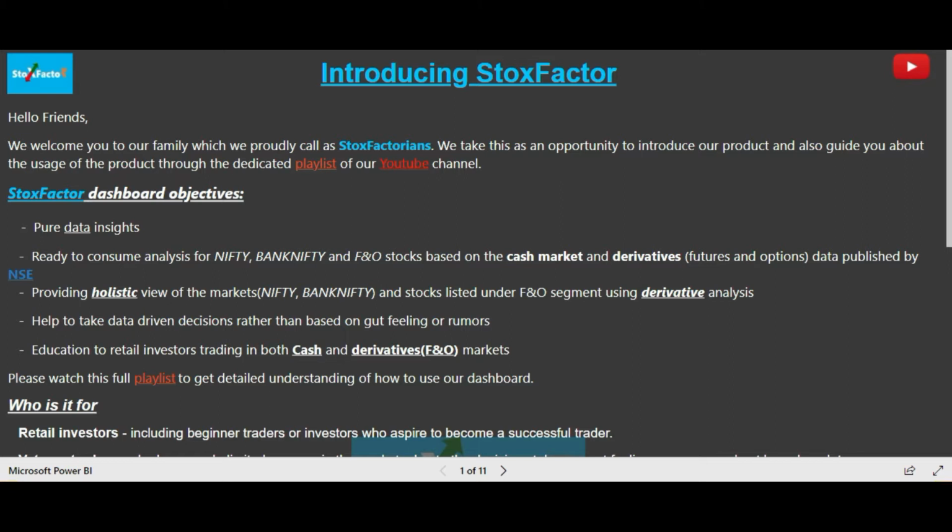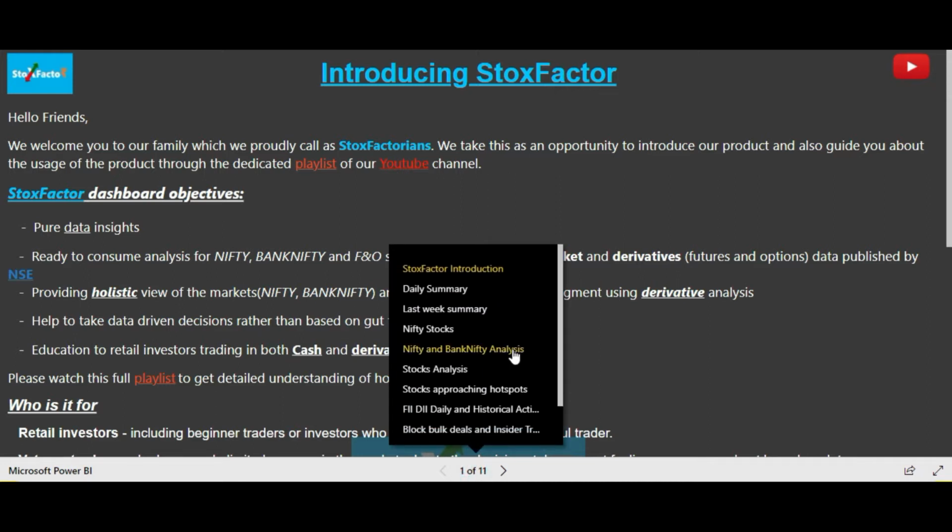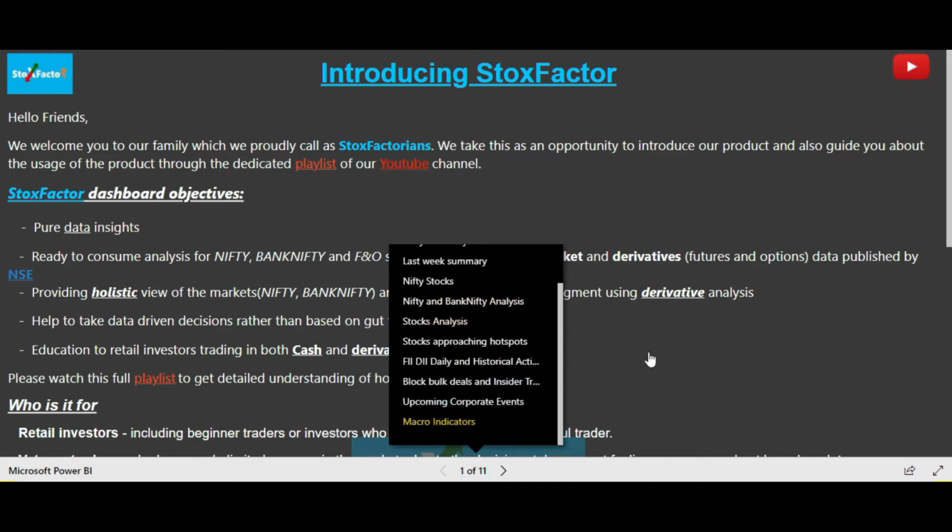In this video, we are going to introduce our newly added page, Macro Indicators, and we will discuss the indicators shown in this page. So let's switch to the page, Macro Indicators. You can click here and click on the Macro Indicators page.